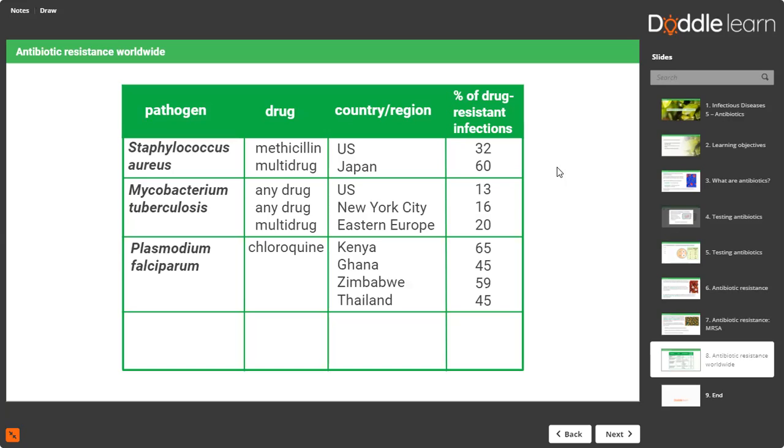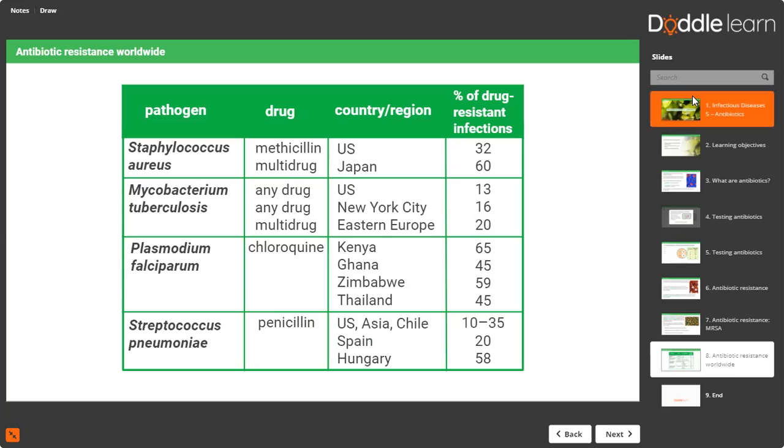Then we have Plasmodium falciparum, which is another type of pathogen, and the drug that it is resistant to is chloroquine, and this is in countries such as Kenya, Ghana, Zimbabwe, and Thailand. Again, the drug-resistant infections comprise things such as 65, 45, 59, and 45% respectively of the prior list.